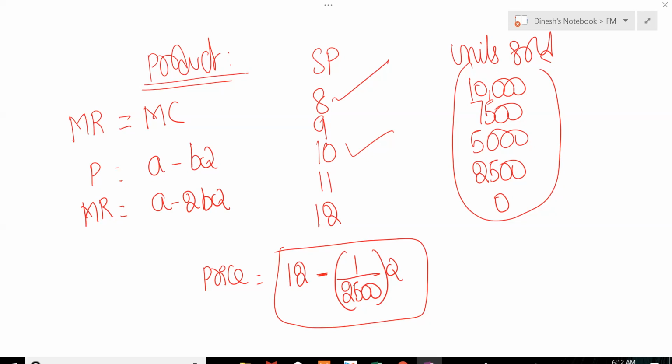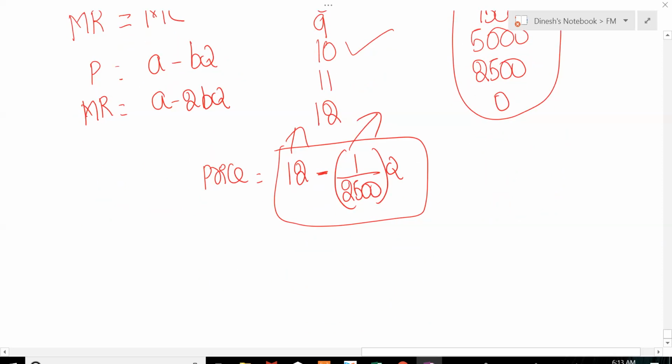Any doubts on the equation formation? A refers to the price at which you are going to sell 0 units. B measures the rate of change between price and quantity. I always have a confusion whether it's 1 by 2500 or 2500 by 1. Form the equation, substitute Q and see whether you are getting the right price. Now this is A. This is B. Now I want to substitute this in MR.